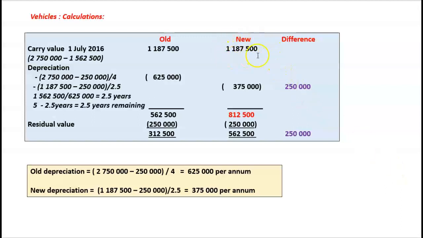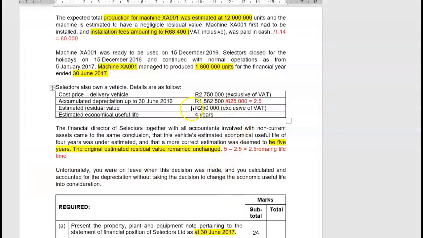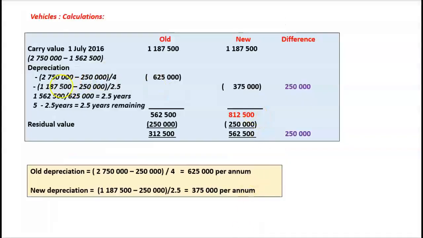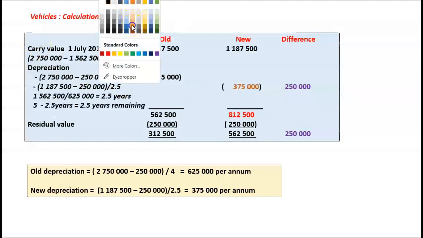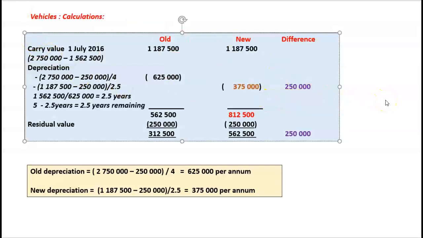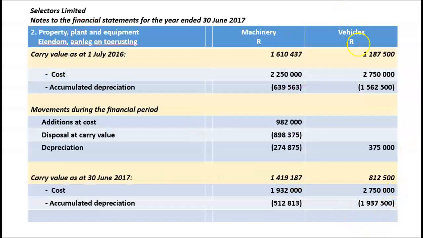Good. So, what are we going to do when we work out our depreciation according to the reallocation method? We're going to take 1,187,500. The residual value didn't change, so we're going to subtract 250,000 from the 1,187,500. And then we're going to divide it by the remaining lifetime of the asset, which is 2.5 years. That then gives us depreciation for this year of 375,000 Rand. So what do we need for our IAS 16 note? We only need the depreciation charge for the year. So there we can insert under the vehicles depreciation 375.